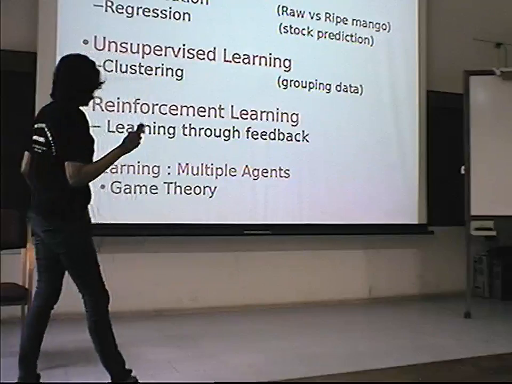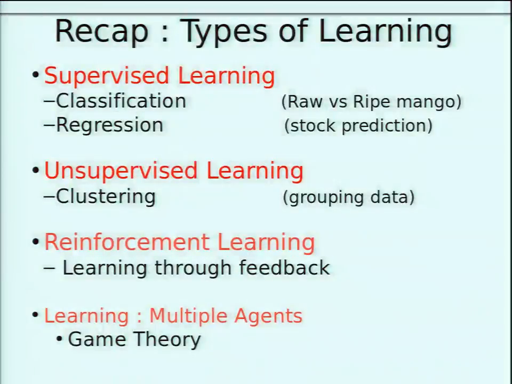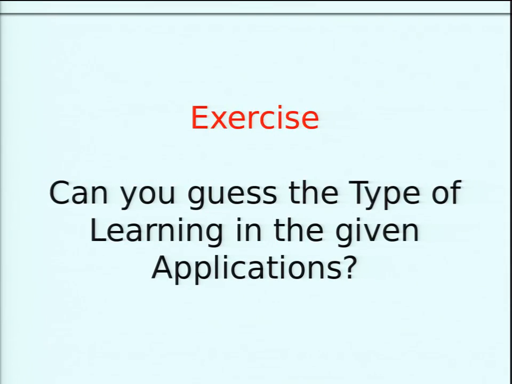So just to recapitulate what we have done, we have looked at supervised learning, and specifically we have looked at classification and regression. We have looked at unsupervised learning, where we did clustering. We did reinforcement learning, which was like training your dog. And we have seen learning in the context of multiple agents. So this is the end of the content of my talk, but for the rest of the time I'm going to give you a lot of examples, and you should tell me what kind of learning it is.